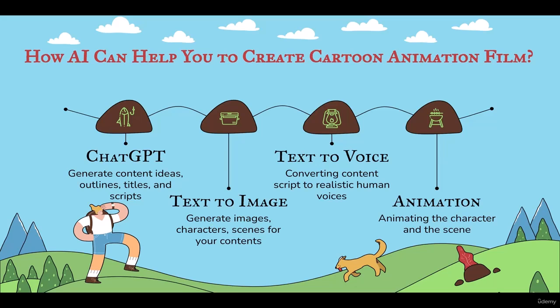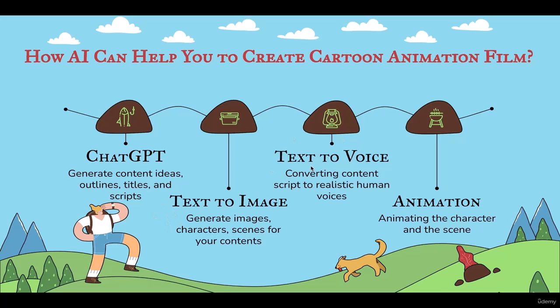So all you need to do is type in the description of what you want. For example, hey, I want a cartoon of a grandfather holding a cup of tea, and then click generate, and AI is going to generate the image, the content or the scenes for you. So that's the second one.